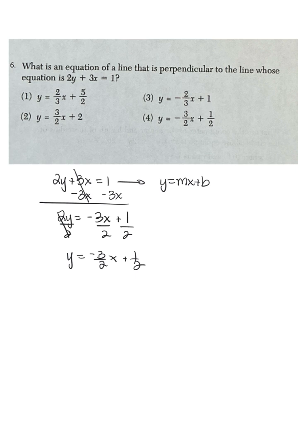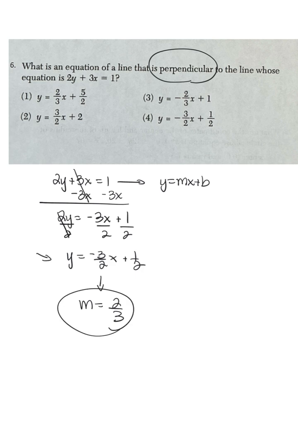Okay, now they want a line that is perpendicular to the line that we have right here. So remember, perpendicular lines have negative reciprocal slopes. This one right here is already negative. So the slope of the perpendicular line, right, is going to be positive. And then we flip it. So we're looking for the answer choice that has a slope of 2/3, and it's only that one. There's your answer.